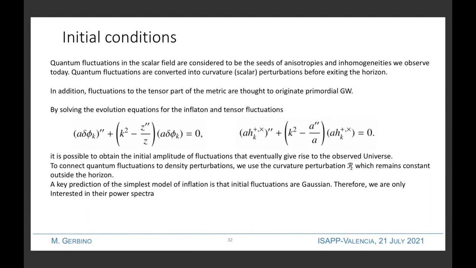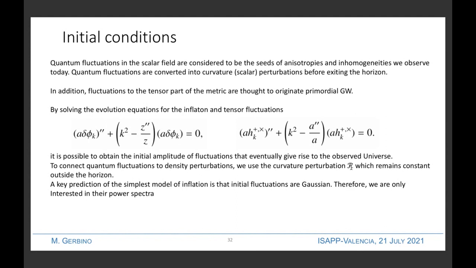So the trick is to equate the value of this quantity once the scale exits the horizon because of inflation to the value that it has once it enters back the horizon after inflation during the standard evolution of the universe. And this allows us to connect the perturbations that we have generated because of inflation to the perturbations to density, metric and CMB anisotropies that we observe during the standard evolution of the universe.